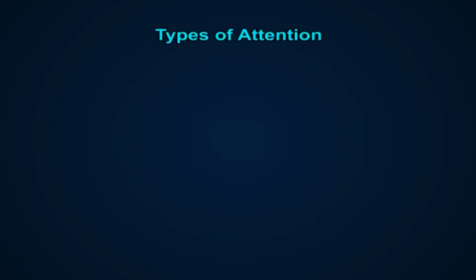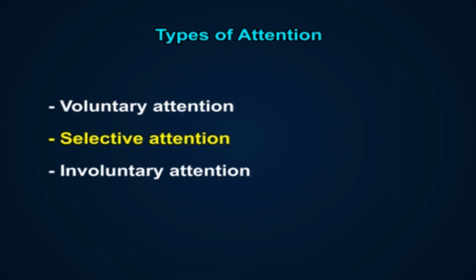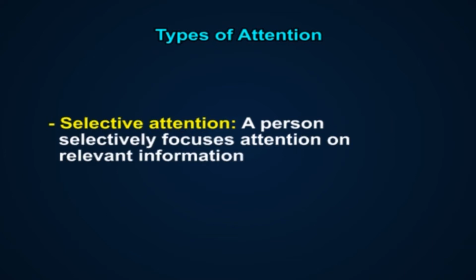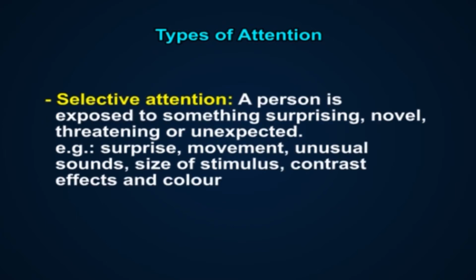What are the different types of attention? They are voluntary attention, selective attention and involuntary attention. Voluntary attention: a person actively searches out information that has personal relevance. Selective attention: a person selectively focuses attention on relevant information. Involuntary attention: a person is exposed to something surprising, novel, threatening or unexpected. For example, surprise, movement, unusual sounds, size of stimulus, contrast effects and color.